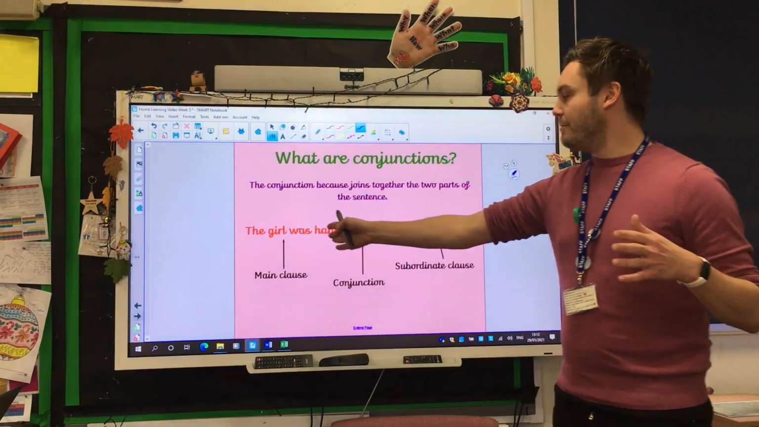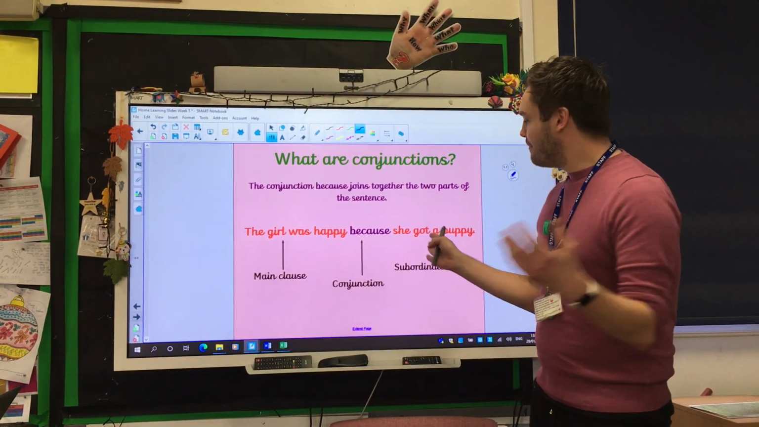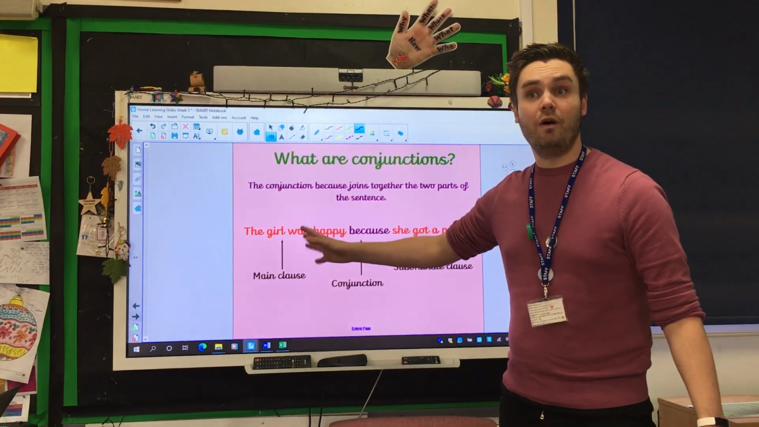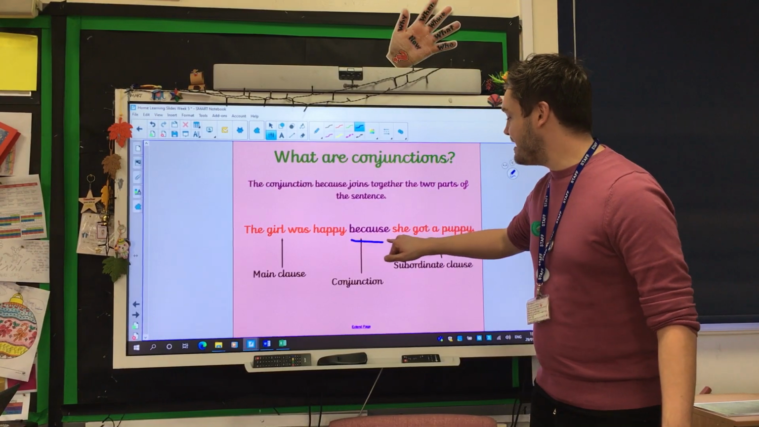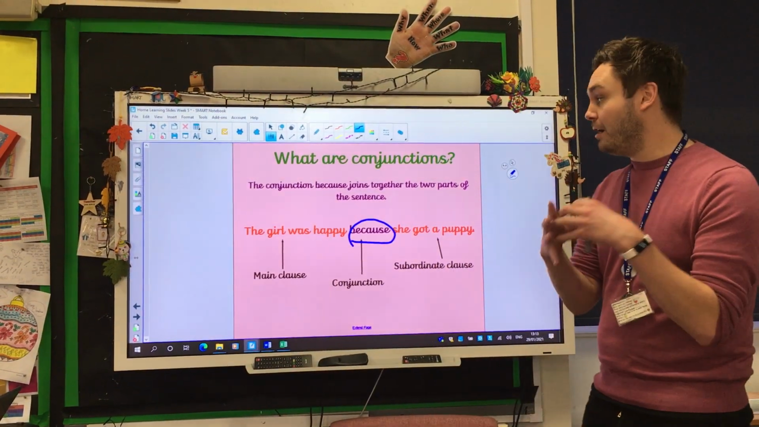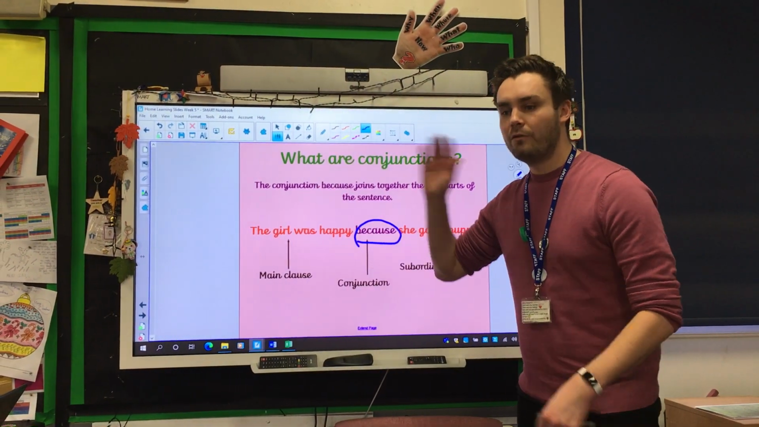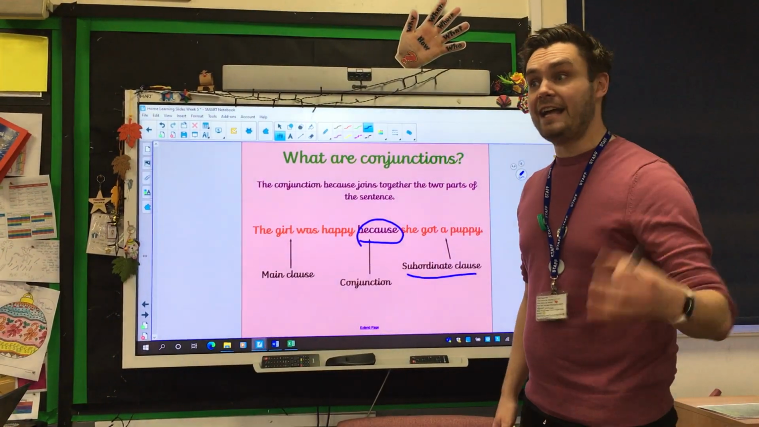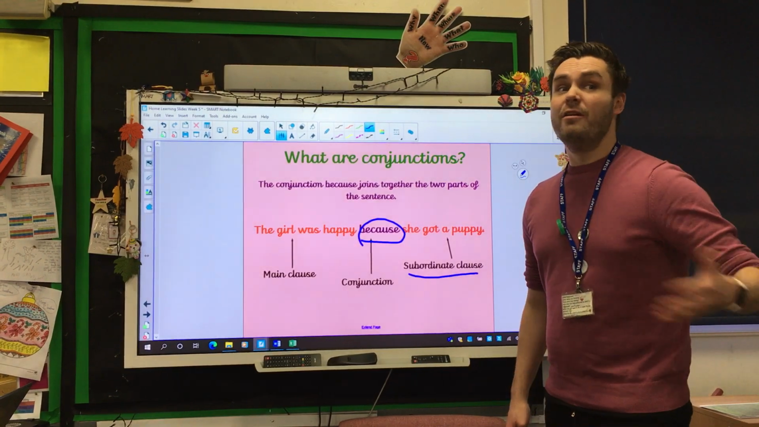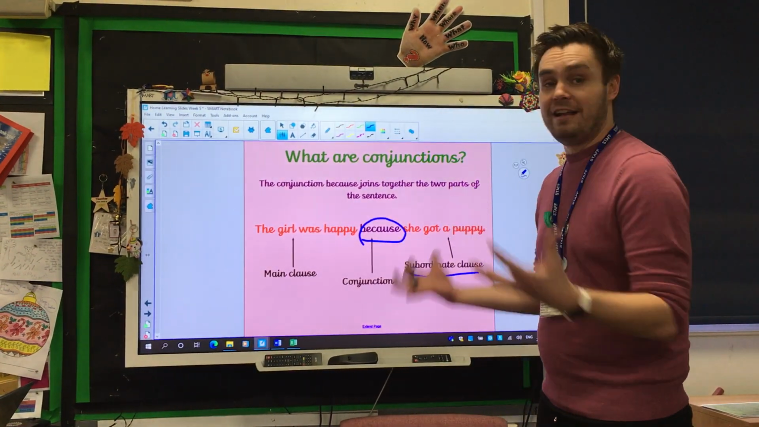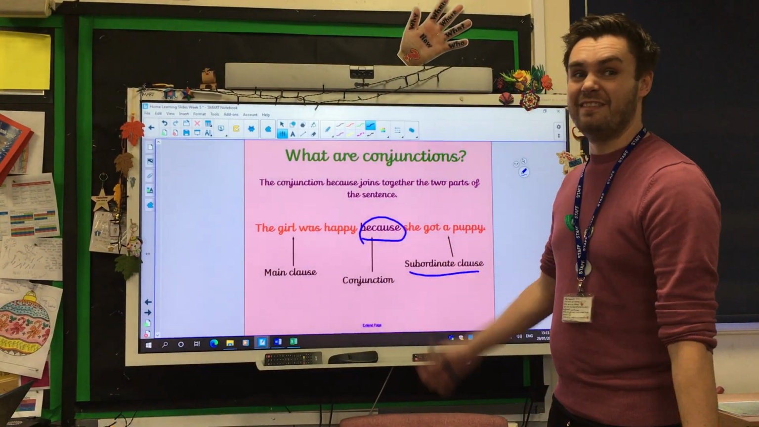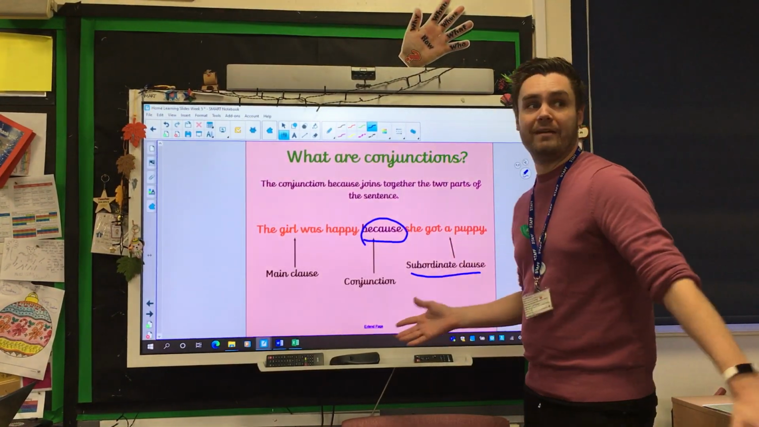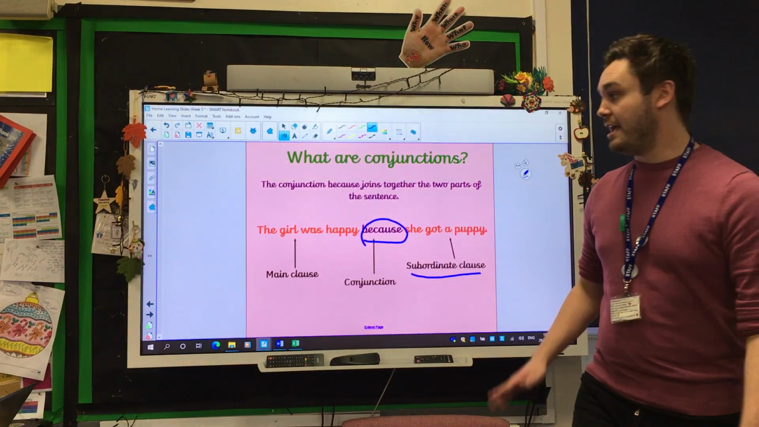There's your main clause: the girl's happy. Because brings in that extra information. She got a puppy is the extra information as to why she is happy. Because it's there and provides us that connecting part of those 2 bits. The main clause gives us the main part of the sentence, the subordinate clause gives us that extra bit of information. The girl might be happy for a whole array of reasons, but she got a puppy. It's a pretty good reason to be happy. So we've given that little bit of extra information because we've included that conjunction there.